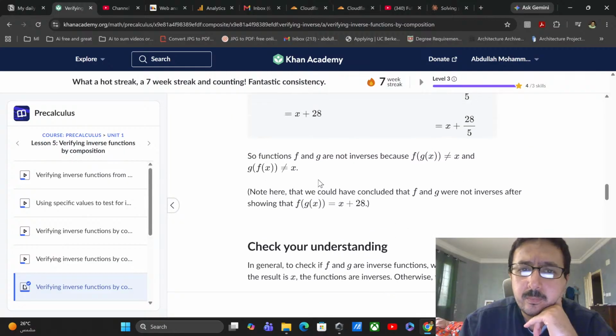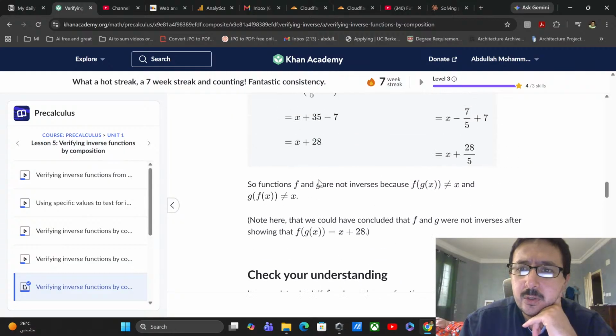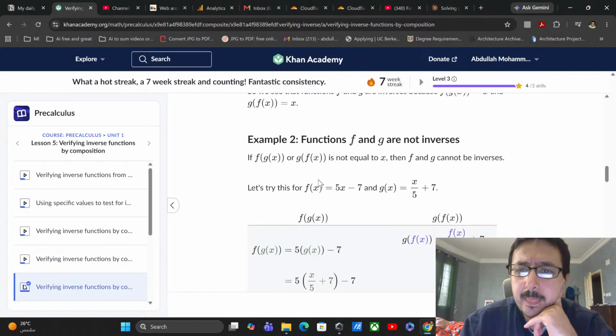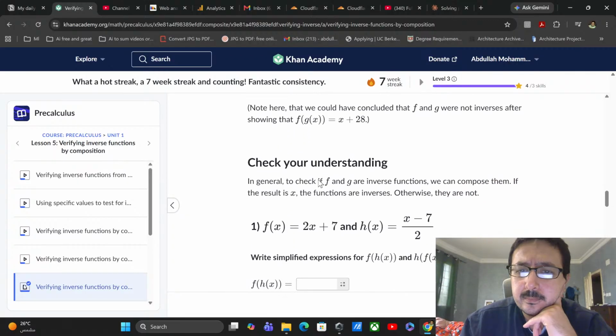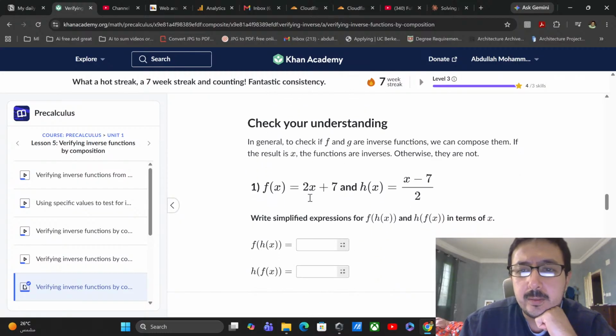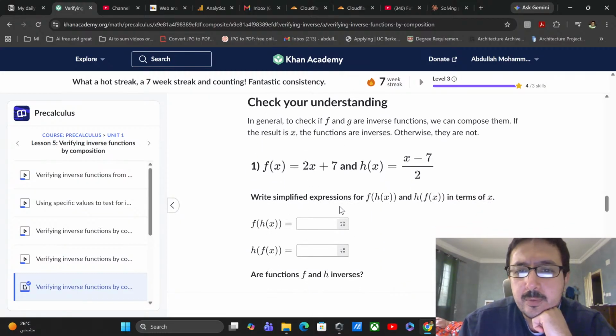I don't think so. So it's talking about the same thing here, the same formula. So it got to x here. Doesn't equal x and equal x. Okay. Write simplified expressions of x in terms of x. So what do we have?